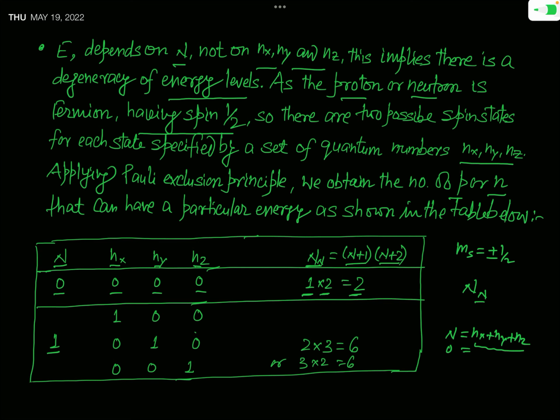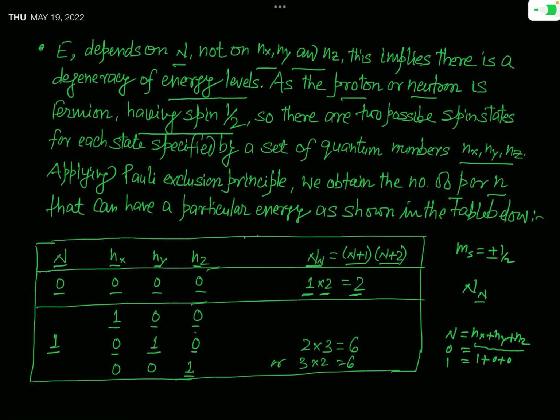When N is 1, there will be three possible sets of nx, ny and nz. And what are those three sets? If you consider that nx is 1, then ny and nz will be 0, because the sum should be equal to capital N. So 1 plus 0 plus 0 will be equal to 1. Similarly, if we consider ny equal to 1, then we have to take nx and nz as 0. And if you take nz equal to 1, then you have to take nx and ny equal to 0. So there are three possible sets of the quantum numbers nx, ny and nz.